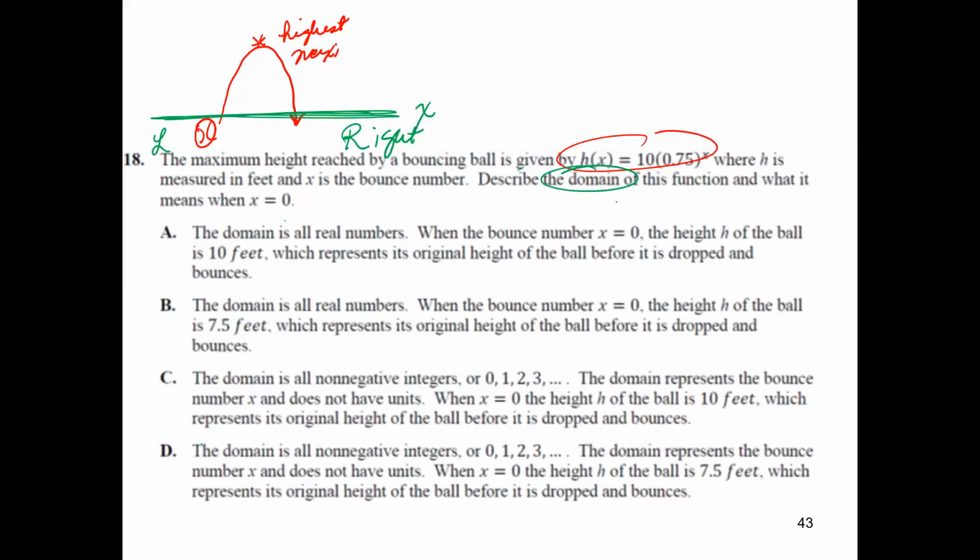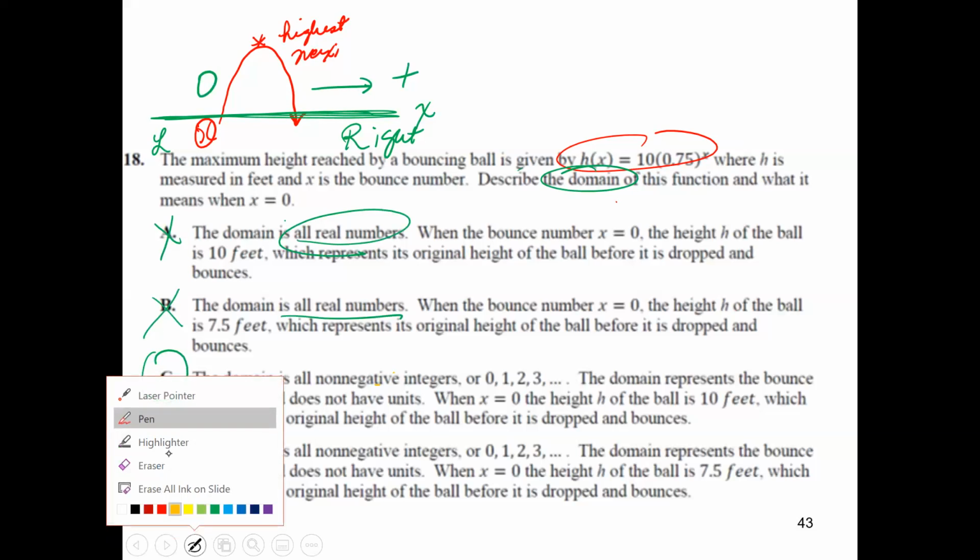So if you think about it, your ball cannot go to the negative height. So it has to start at 0, right? And then it can only go to the positive number. So when A says all real numbers, it's not A because that's including negative numbers. It's not B because this is all real numbers. So it could either be C or D. And the reason for that is because it's all non-negative integers, which means it has to be positive.